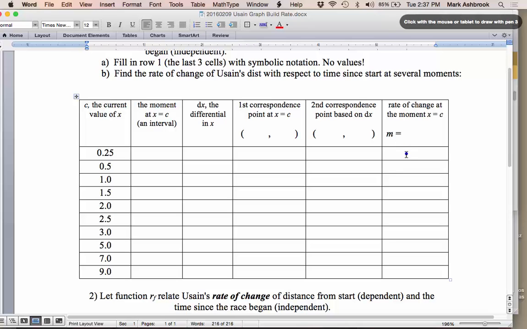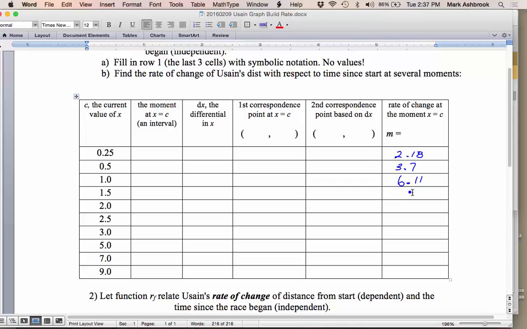Anyone got 0.25? Someone just write down the rates of change. We want to move on. So what did you get for 0.25? 2.18? Anyone get 0.5? 3 point something? For 1.0, we got 6 point something? 6 point 1.